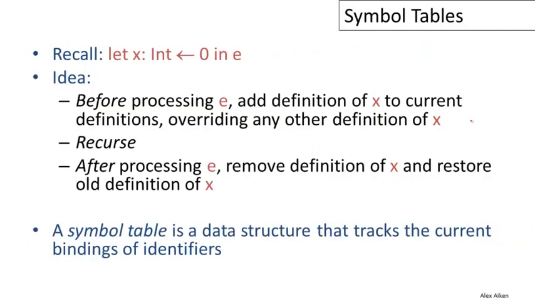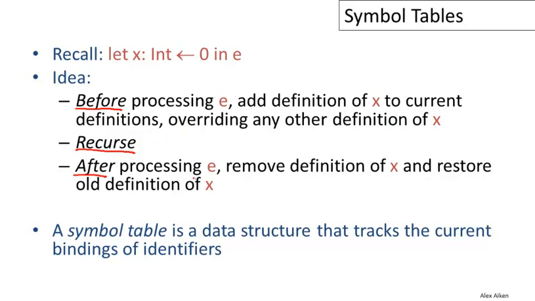So in the terminology of the three-part algorithm for a recursive descent that we had on the first slide, what are we doing here? Well, before we process E, we're going to add the definition of X to our list of current definitions, overriding any other definition of X that might have been visible outside of the let expression. Then we're going to recurse. We're going to process all of the abstract syntax tree nodes in the body of the let inside of E.